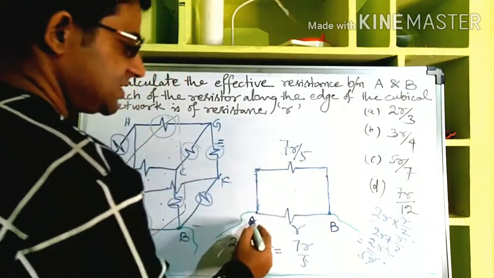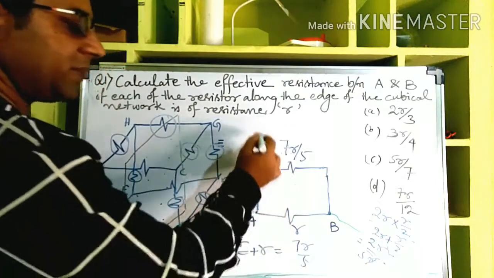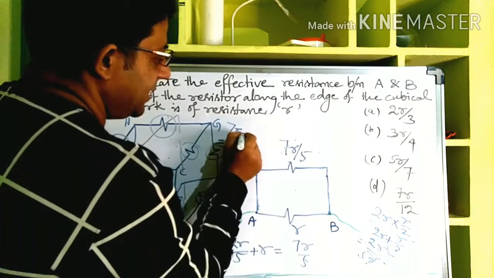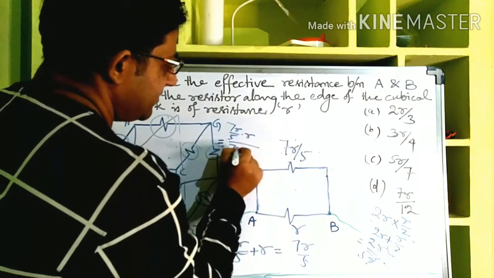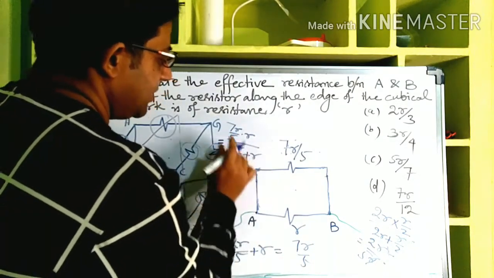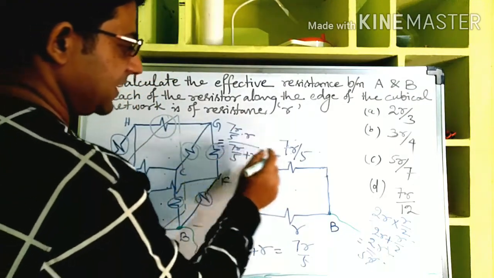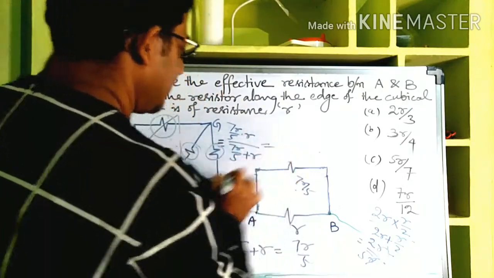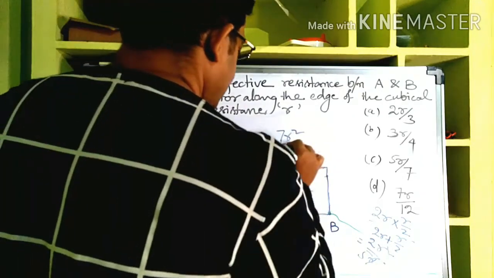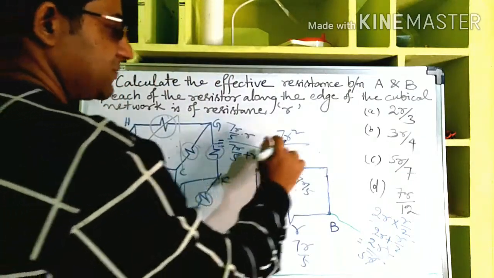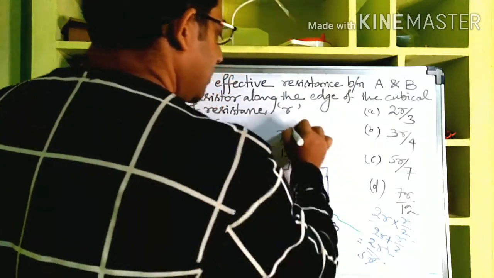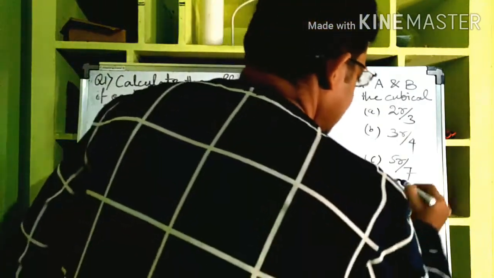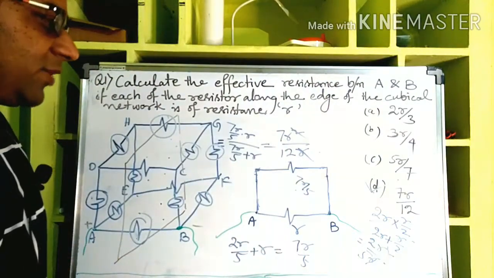Then what is the net resistance between A and B? R1 R2 by R1 plus R2. 7R by 5 multiplied by R divided by 7R by 5 plus R. So if we take LCM 5, 5 will get cancelled. So 7R square divided by 7R plus 5R, 12R. 1R got cancelled with the 1R. So 7R by 12 is the answer, which is answer D. Is it clear to everybody?